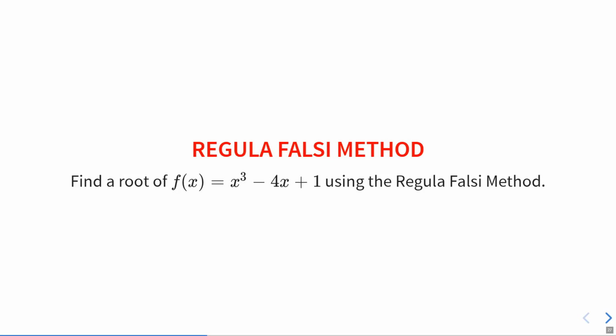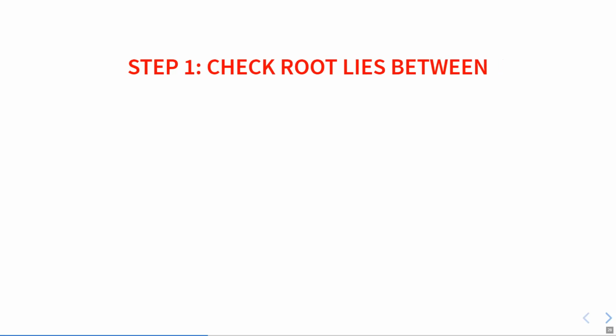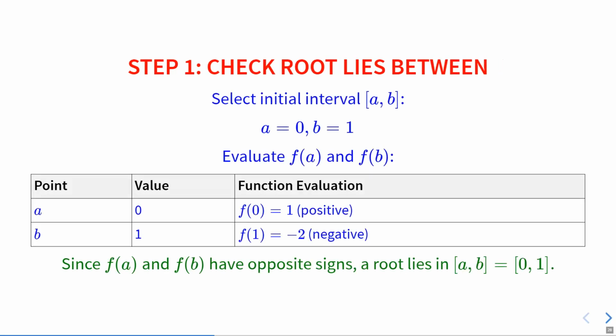Today I am going to talk about the Regula Falsi method, one of the root finding techniques. So here is the problem statement. Find a root of f(x) = x³ - 4x + 1 using the Regula Falsi method. First we have to check that the root lies in the interval.